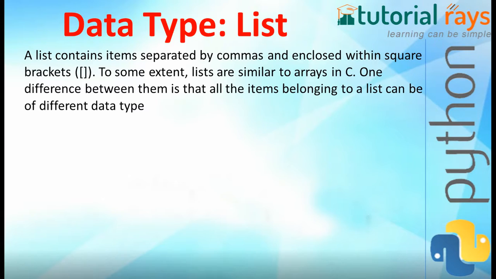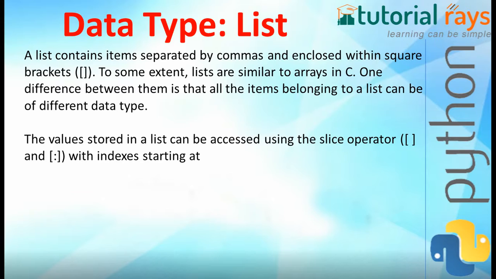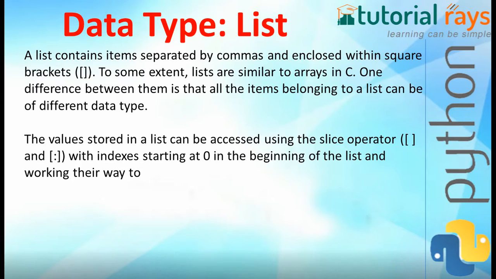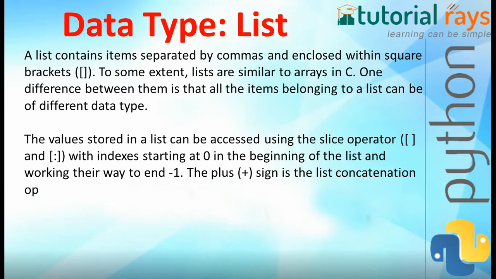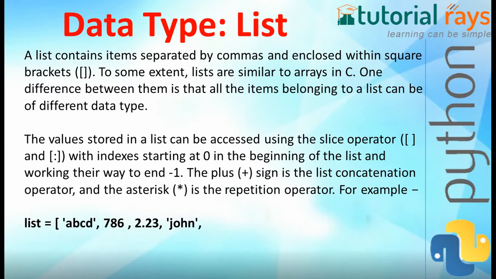So if you come from a C background, then you might know what an array is all about. One of the differences between them is that all the items belonging to a list can be of different data types. If you are from a Java, C or C++ background, then you might be aware that you can store only similar type of data. For example, if you want to store numbers, then only numeric values can be stored. But in case of a list, data can be of different types.